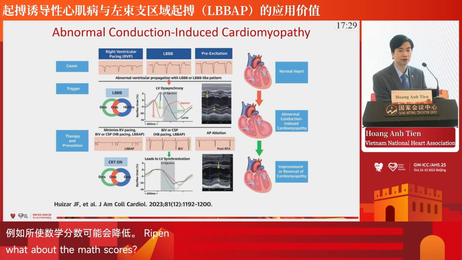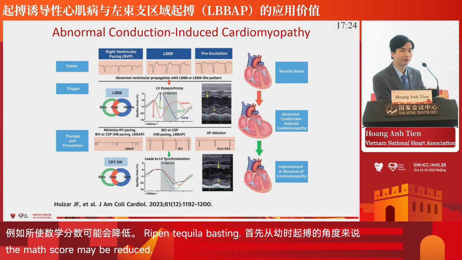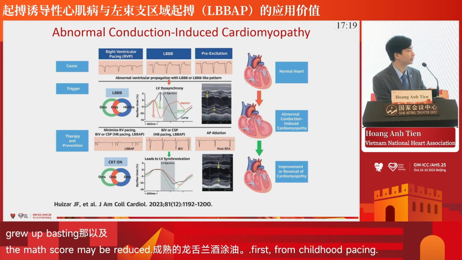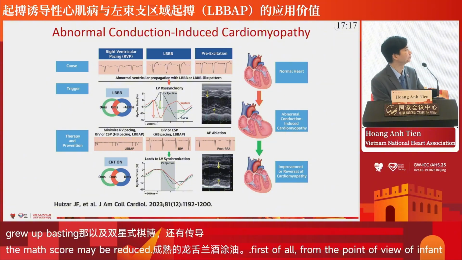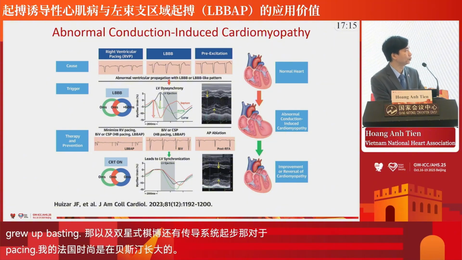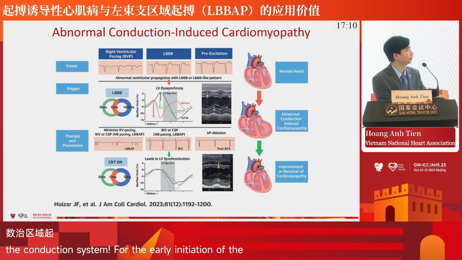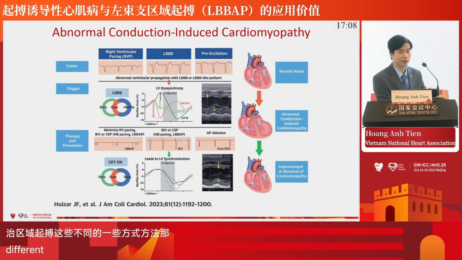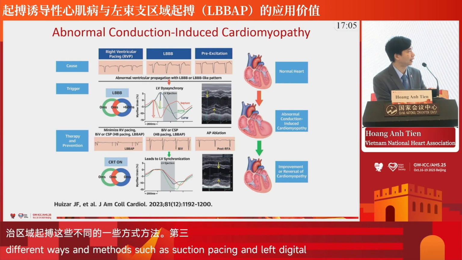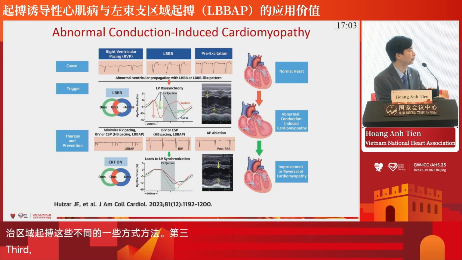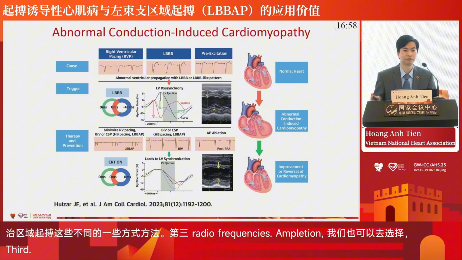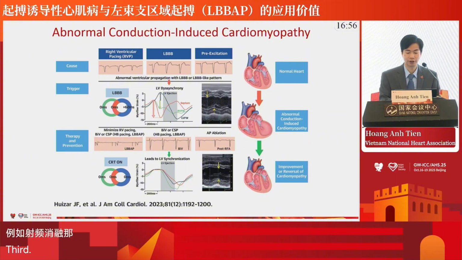For the first one, right ventricular pacing, we can reduce it by switching to biventricular pacing or conducting system pacing, for example His bundle pacing or left bundle branch area pacing. And for the next, we also use biventricular pacing or conducting system pacing. And the third, we can use radiofrequency ablation. With these therapies, we can improve the ejection fraction of the heart.